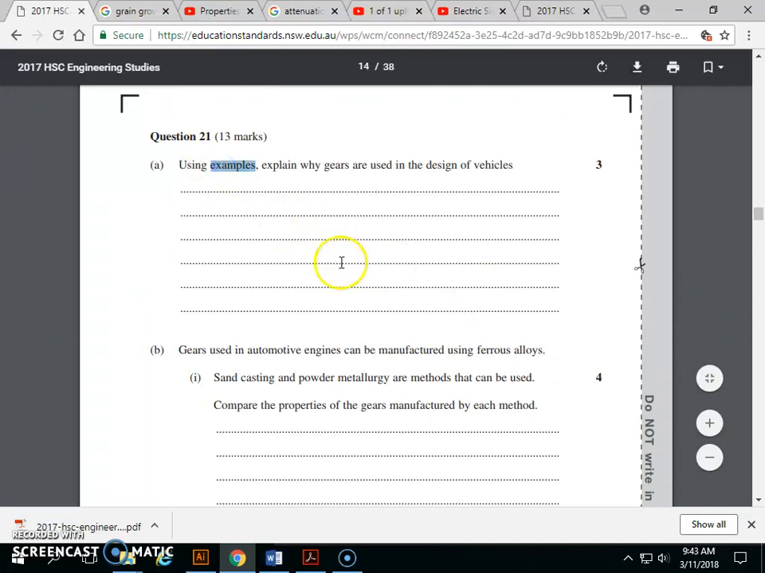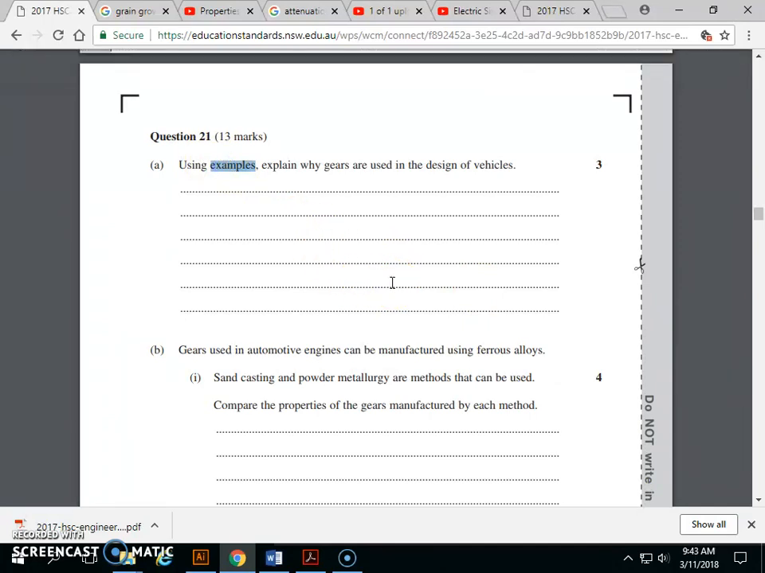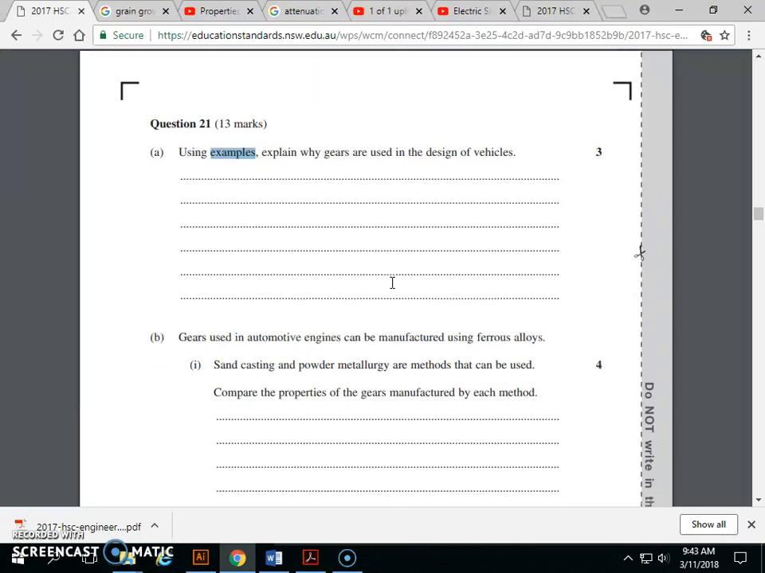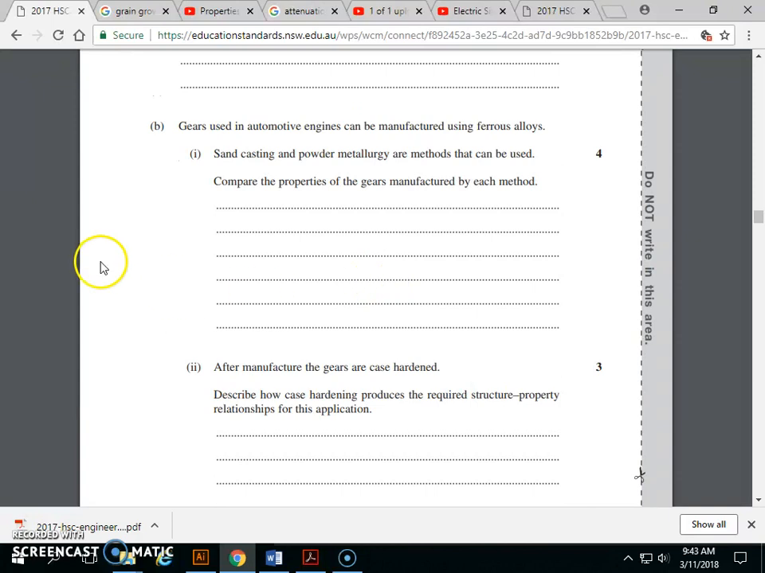The fact that they say using examples is important, though. So give an example: we go in first gear to start the car, to help us move from a stationary position. We use fifth gear at high speed. That would be you using an example. The sports car thing, though, is a really clear example. Make it easy for the markers.